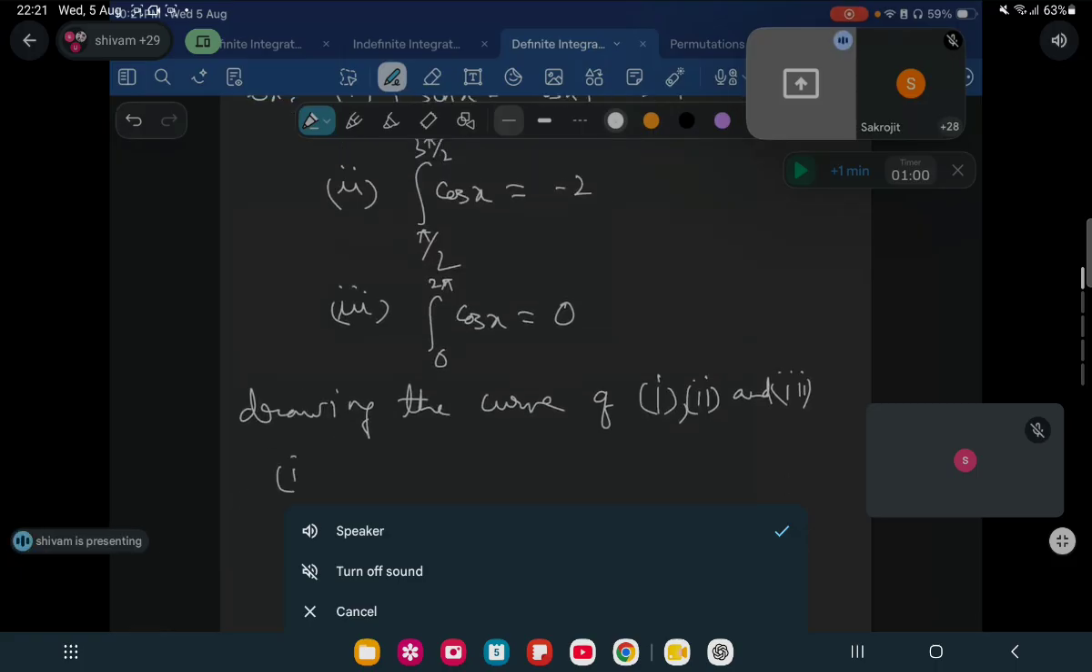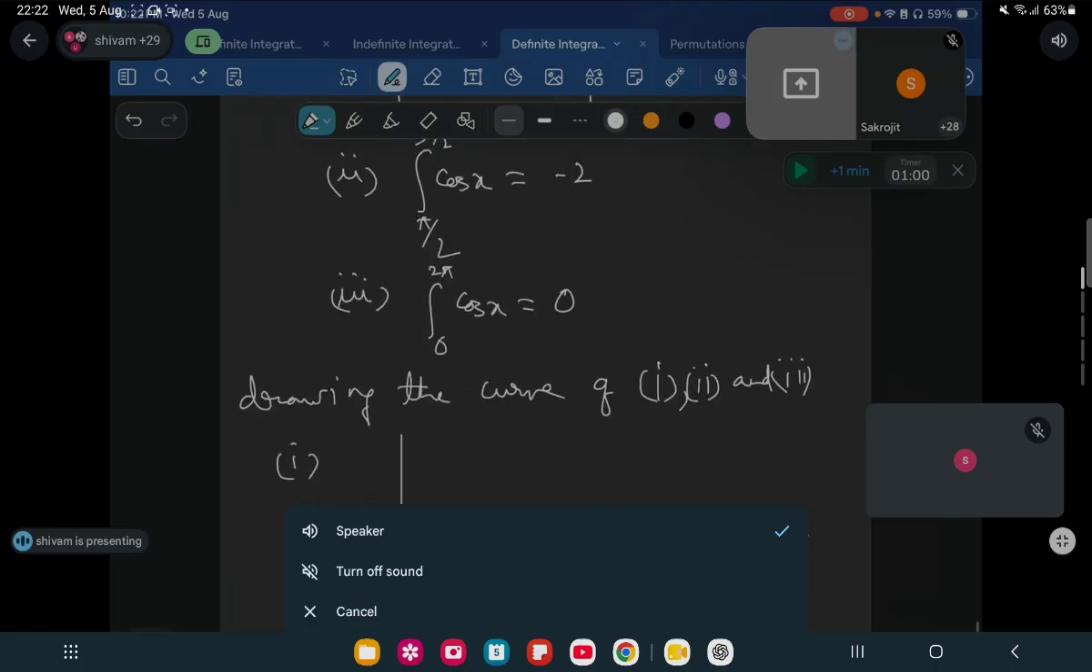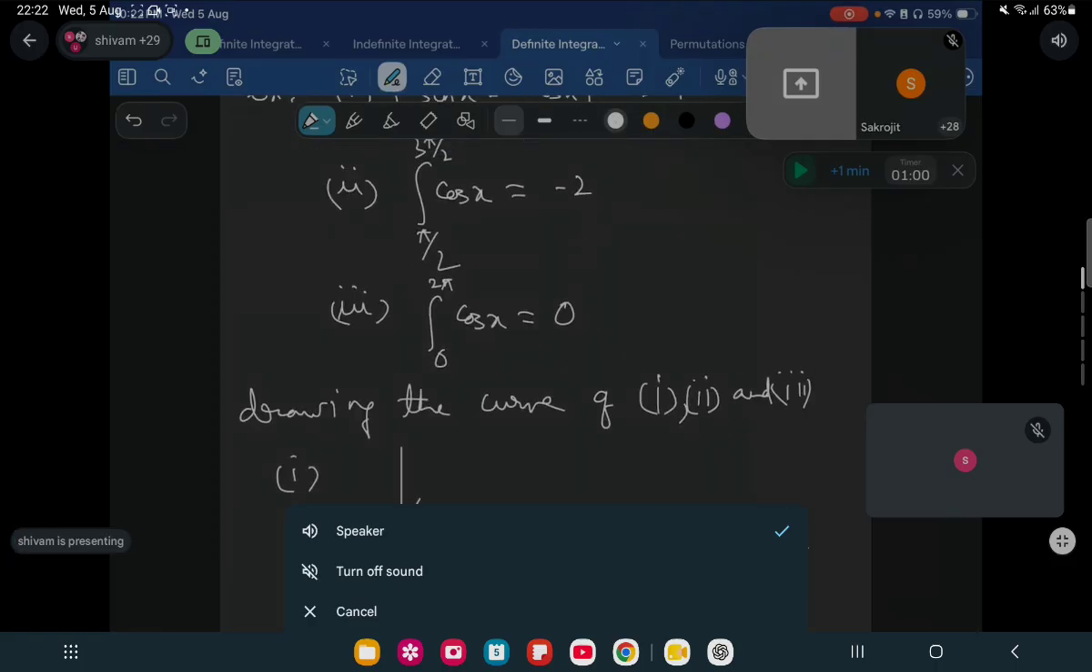So part 1, I have to draw sin x between 0 to pi by 2. So between 0 to pi by 2, I shade the region. This is 0, this is pi by 2, and this is the region. See, the whole region is above the x-axis.